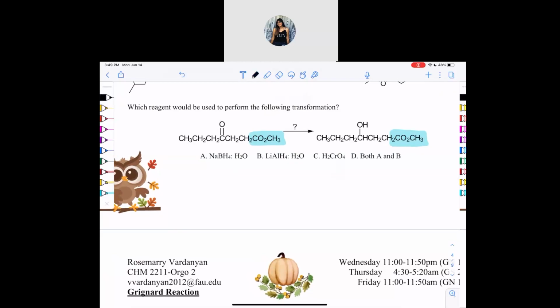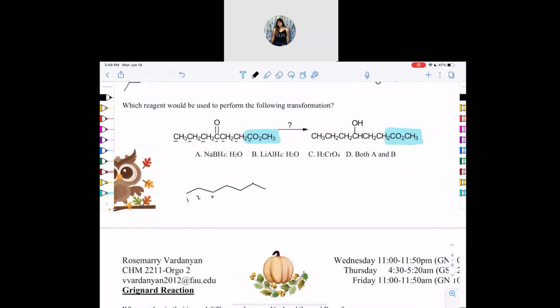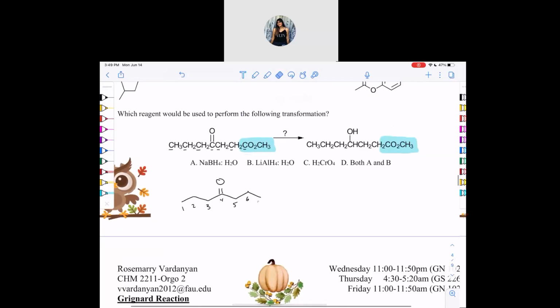So we have 1, 2, 3, 4, 5, 6, 7. On carbon 4, we have a ketone. And then on carbon 7, we have O2. And when you see that O2, it's going to look like this. And we have an O2CH3. So it's going to look like that.